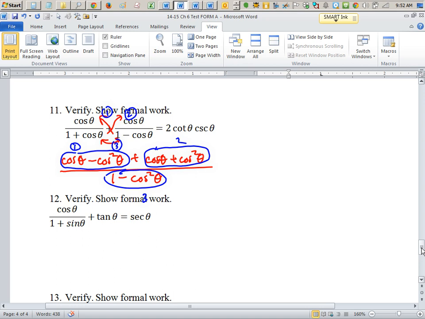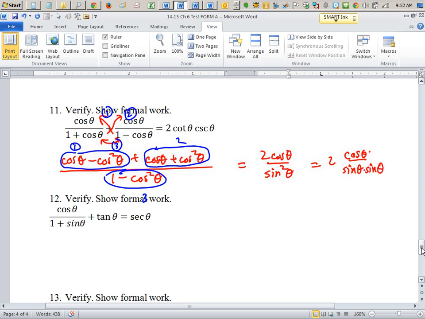In any case, the top basically collapses into 2 cosine thetas, and the bottom is clearly a sine squared because of Mama's theorem. And now the question is, why is this 2 cot cosecant? You can just see the 2 there, obviously. And then you could think of this as a cosine over a sine sine.